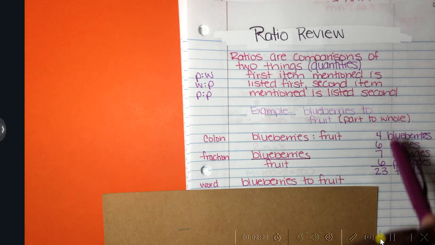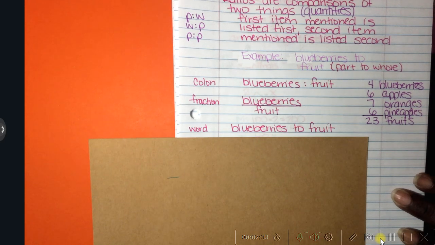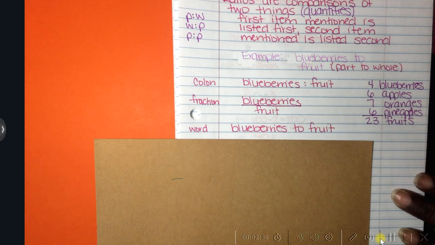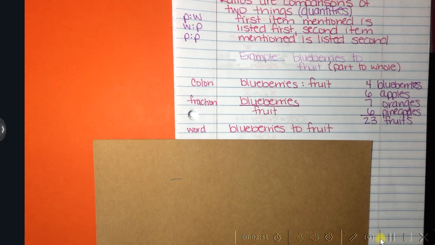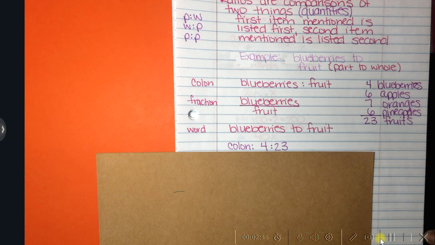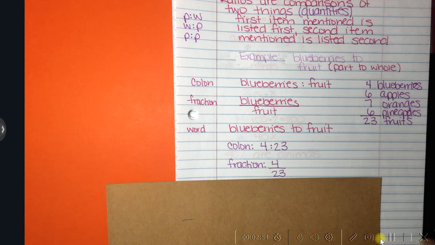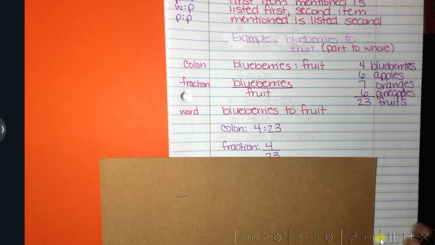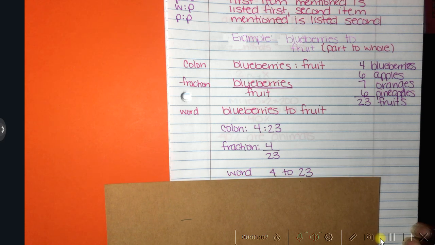So what does that look like if we're talking about these fruits here? How would we write that ratio out? Well, if we go back to our colon form, how many blueberries do we have? We have four. And then how many fruits do we have? So there's 23. So that ratio should look like a 4 to 23 in the colon form. If we're talking about in fraction form, same thing. We're just going to replace the blueberries with the 4, and then we're going to replace our fruit with the 23. And then finally, in word form, it would look like, I'm sorry, 4 for the blueberries to 23. Okay, so that's letting us know what our ratio is.